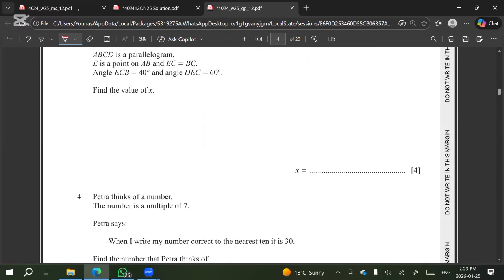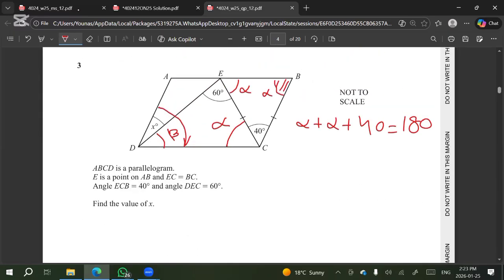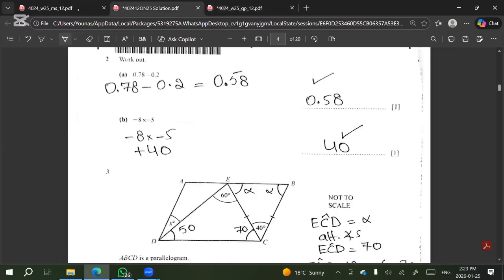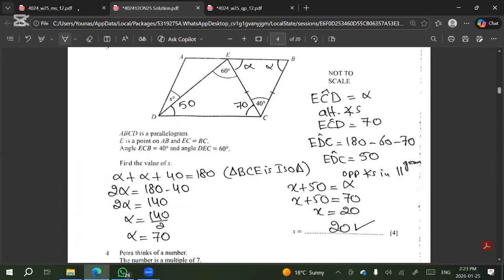So let me show you. This is a 4-mark question. Okay. So let me show you the solution. I have done this. So on your screen, the solution is showing up.